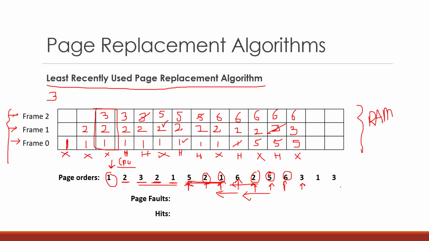So next we have 1. Is 1 inside the RAM? No, so it means that it's a page fault. Which page to replace? 3 was recently added and 6 was also recently added, so 5 will be replaced. So 1, 3 and 6. Next we have 3. 3 is inside the RAM. Yes, it is in the RAM, so it's a hit, and we keep the arrangement like this. This is how your least recently used page replacement algorithm works.